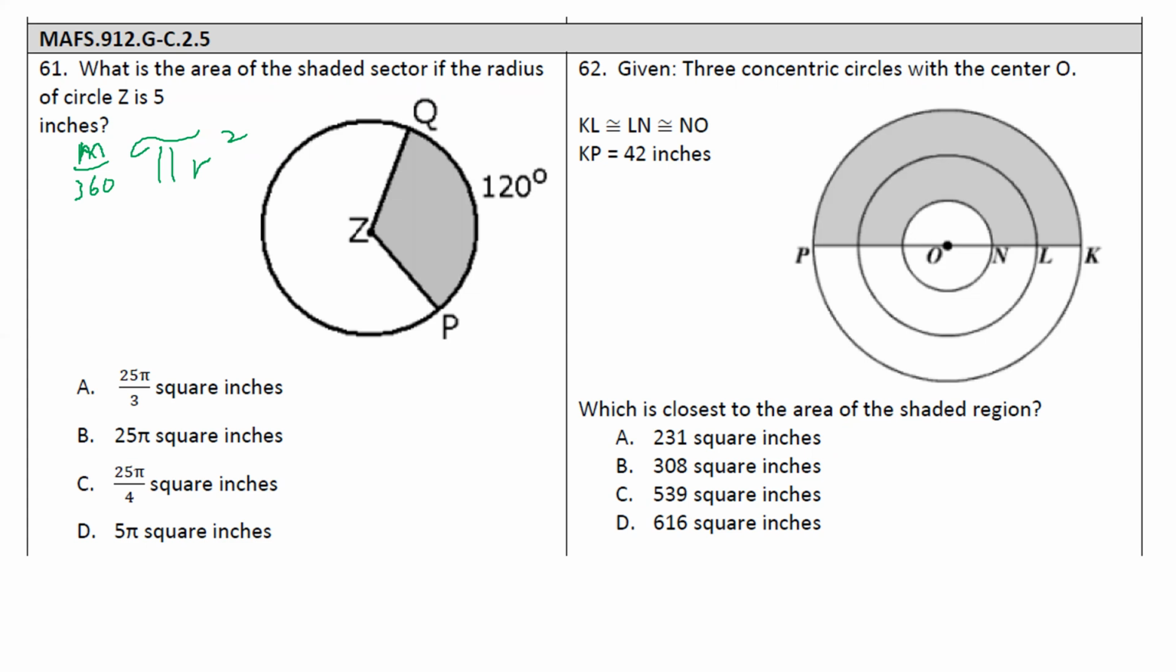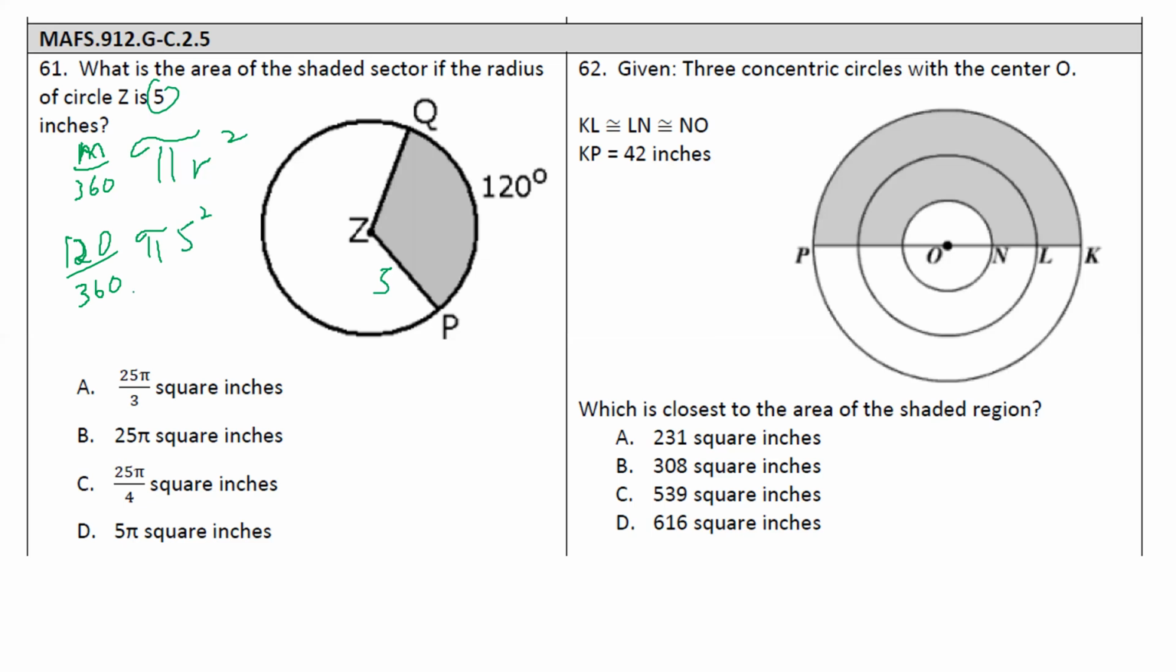Again, it's the fraction that we're using times, if we're doing a sector, we're doing area, so our area formula. If it was arc length, then it'd be our circumference formula. But again, that's our equation. So plug in, you have 120 over 360 times pi. It says the radius up here is 5 squared.